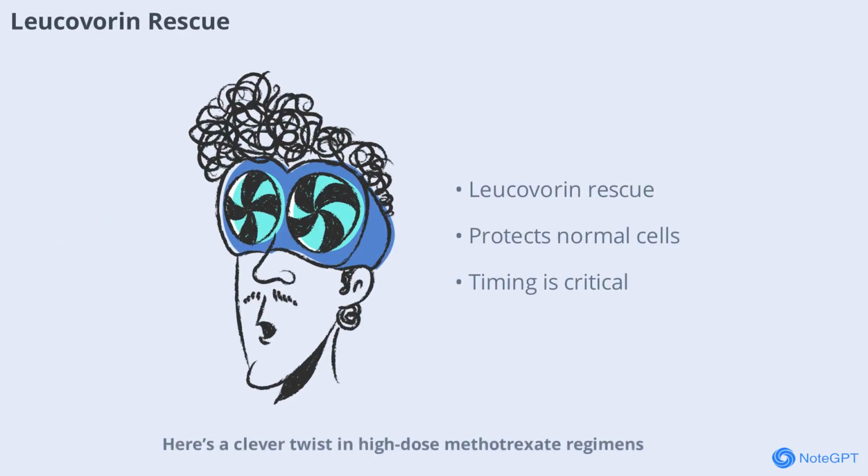Here's a clever twist: in high-dose methotrexate regimens, patients receive Leucovorin rescue afterward. Leucovorin is already in its reduced folate form, so it bypasses the blocked DHFR step entirely. This protects normal cells while tumor cells, which took up more methotrexate, still take the hit. This strategy allows for higher, more effective doses of methotrexate while minimizing damage to healthy tissue. Timing is everything. Leucovorin must be given at just the right moment to work its magic.